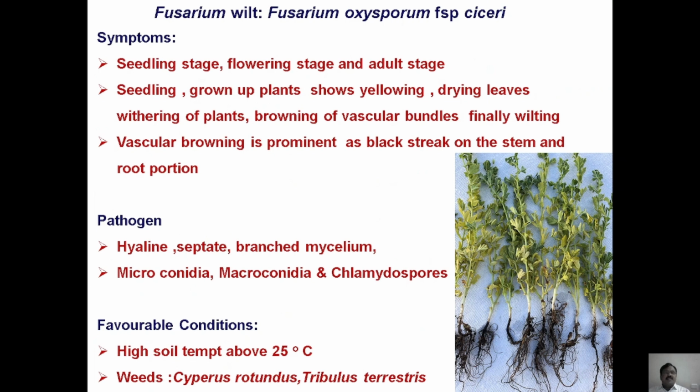And the next important disease is fusarium wilt. Fusarium wilt is caused by Fusarium oxysporum f. sp. ciceris. So it affects all stages of the crop, including seedling stage, flowering stage and then adult stage. In the grown up plants, it produces yellowing of outer leaves followed by the younger leaves, and the drying of leaves and drooping of leaves are common phenomena in Fusarium wilt infection. And withering of plants at the later stage with brown discoloration in the vascular region.